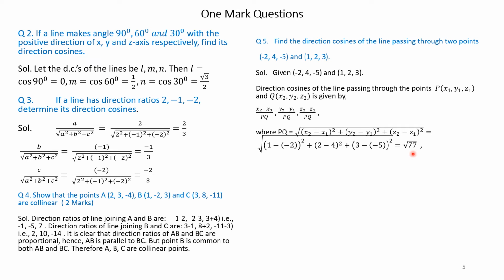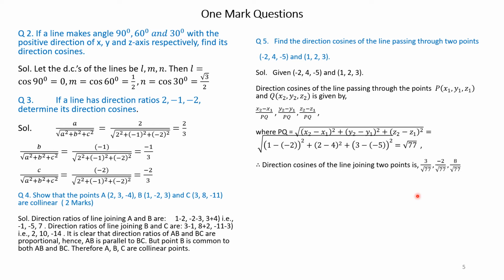Therefore, the direction cosines of the line joining the two points are: x2 minus x1 is 3, divided by root 77; y2 minus y1 is 2 minus 4, that is minus 2 by root 77; and z2 minus z1 is 3 minus of minus 5, which is plus 5, so 3 plus 5 is 8 divided by root 77. These are the direction cosines.